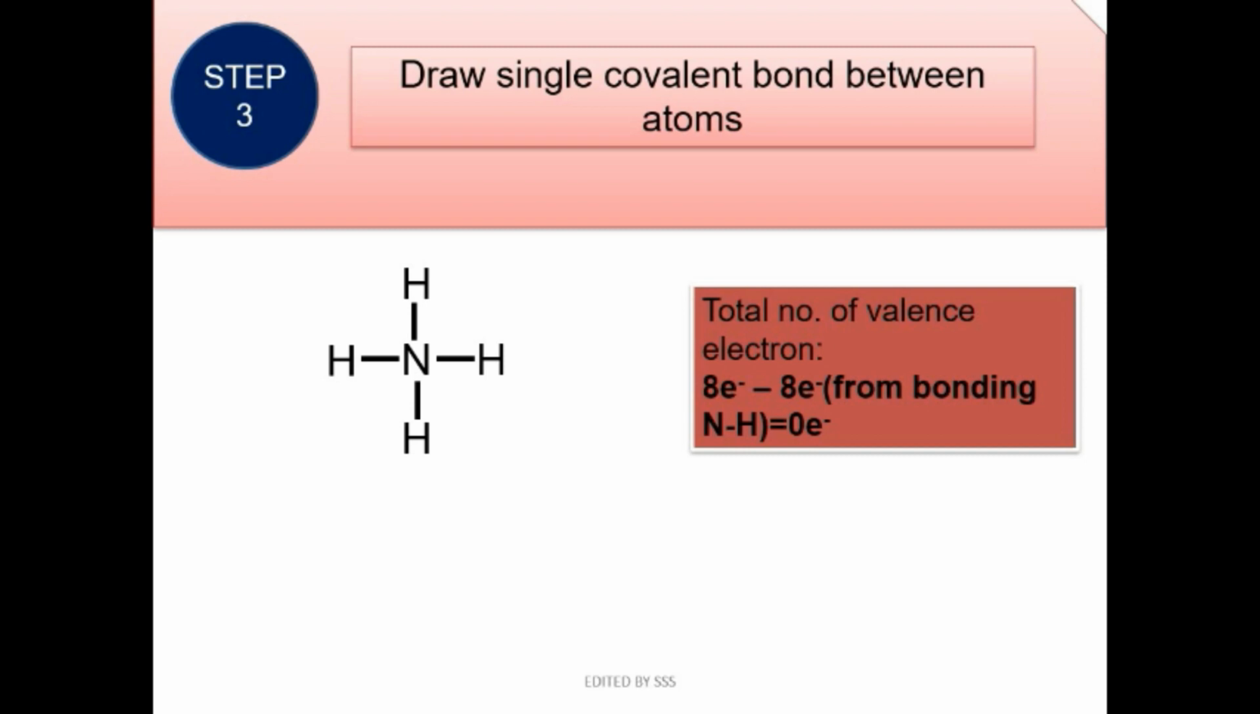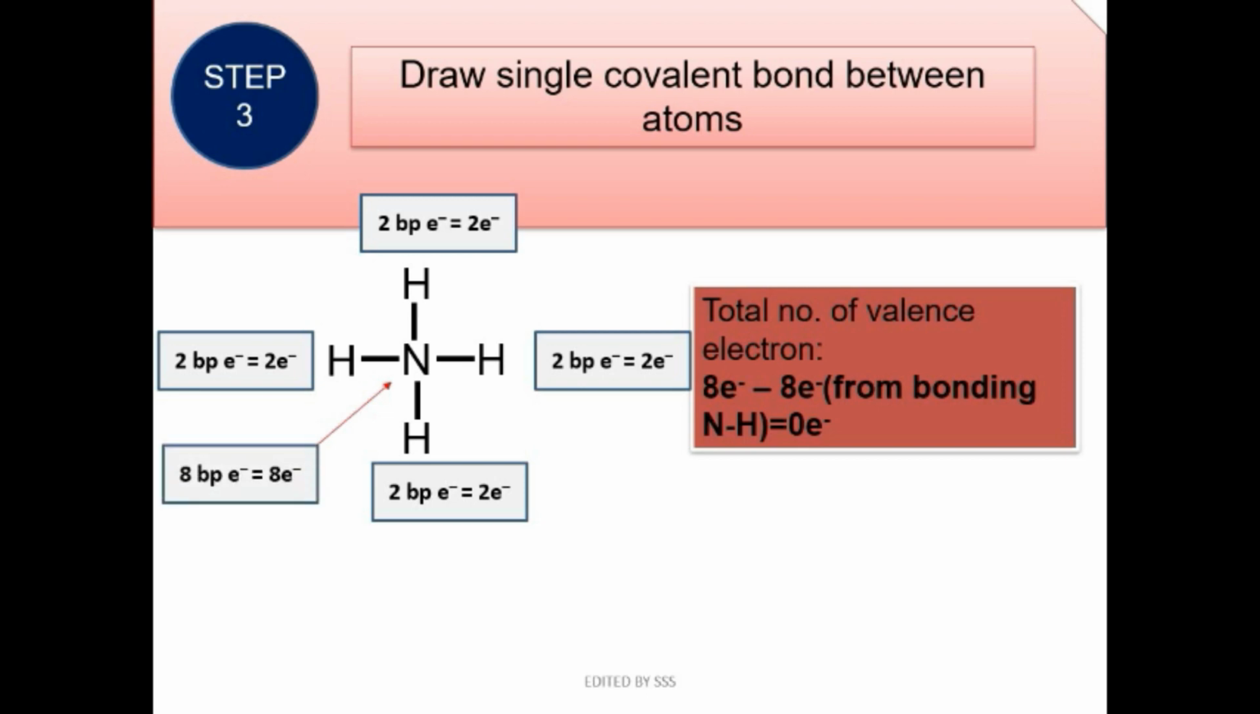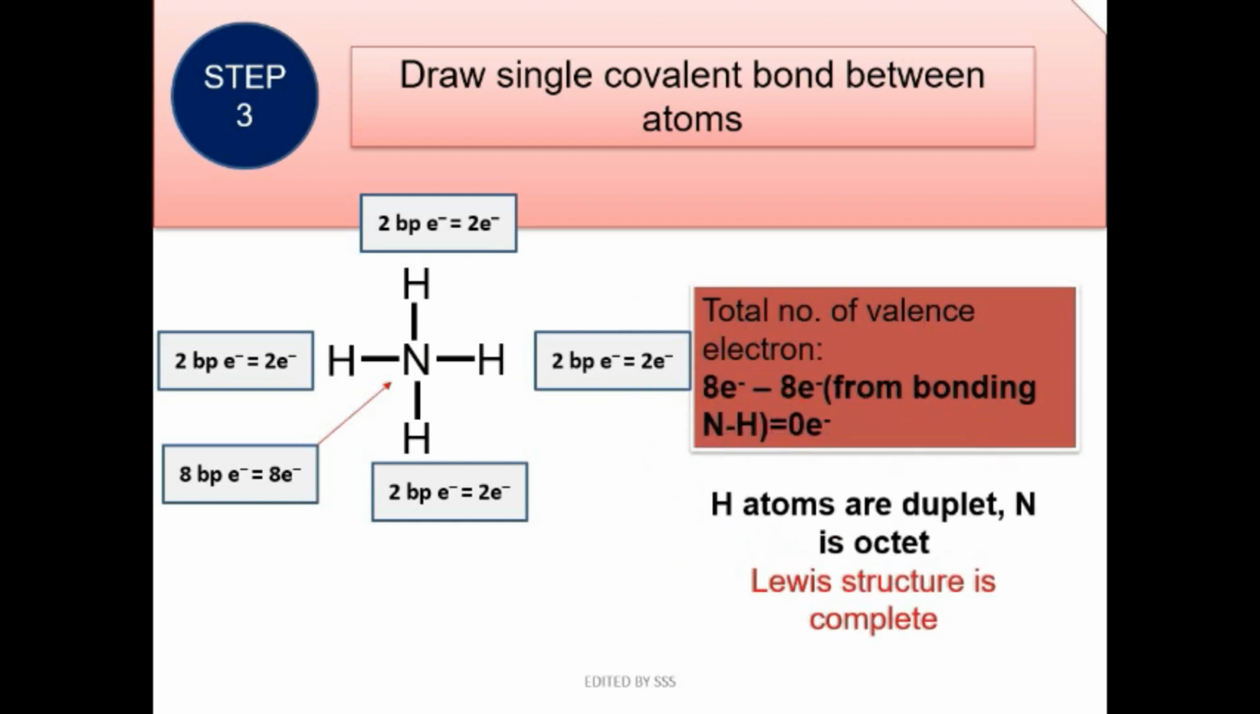Is the Lewis structure complete? Let's check the structure. All hydrogen atoms are duplet, while nitrogen is octet. Therefore, this structure is complete. But don't forget to put the structure in the bracket and write its positive 1 charge for this ion.